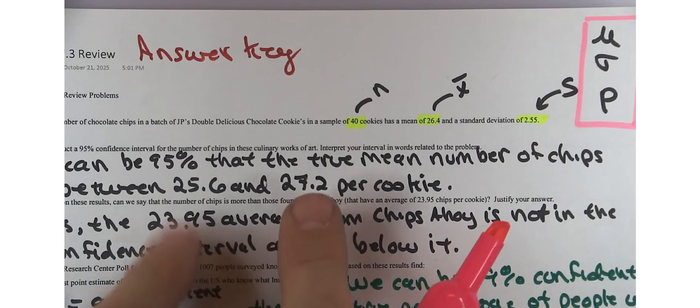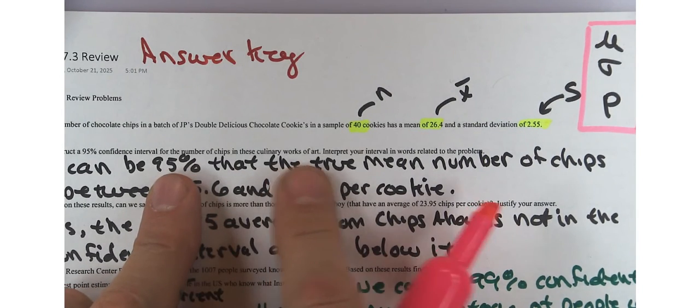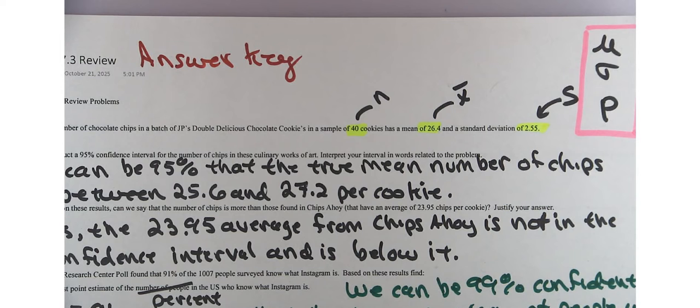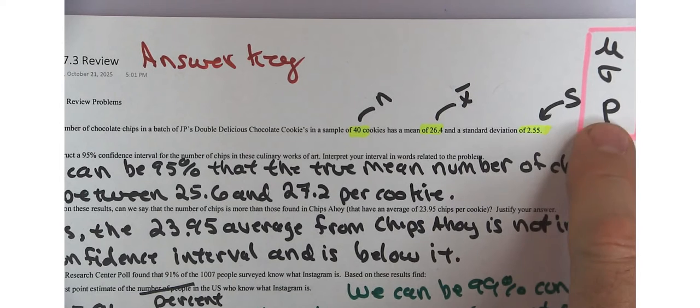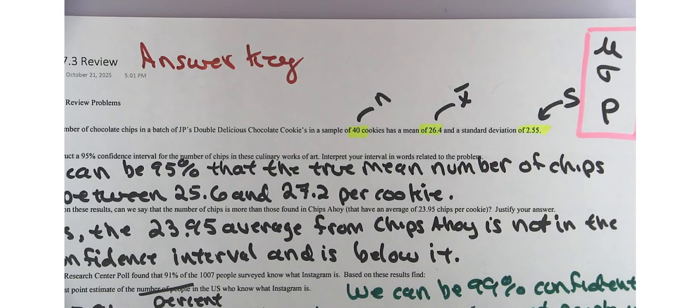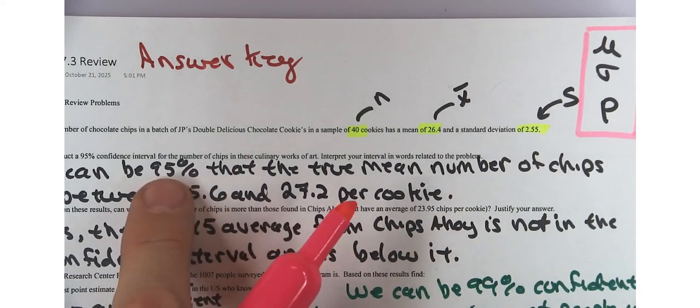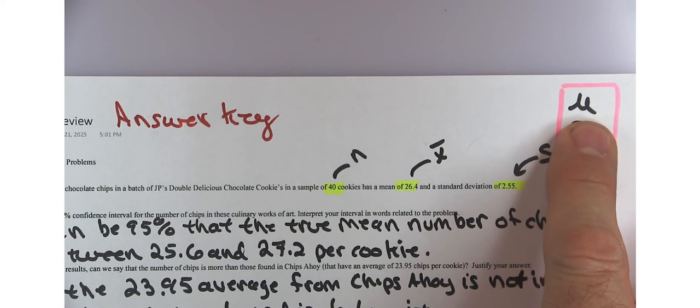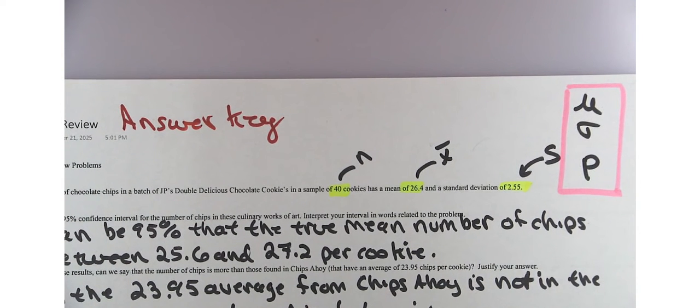Now when you look at this, the number of chips doesn't have the feel of a standard deviation. It's not talking about how the chips vary from cookie to cookie, nor is it talking about the proportion of chips. There's no proportion here. It's just the number of chips. So you get worked down to the mean, that's the only one left. By process of elimination, you're going to construct the 95% confidence interval for the population mean.